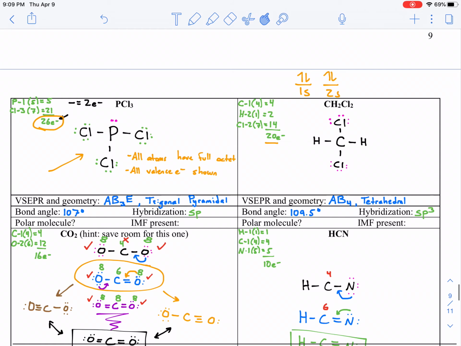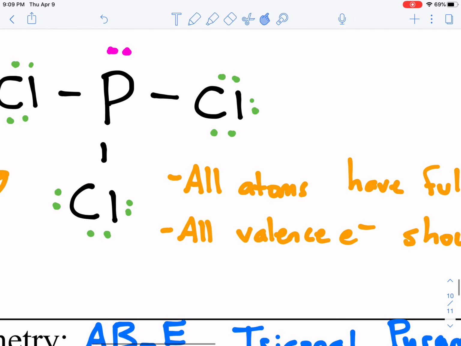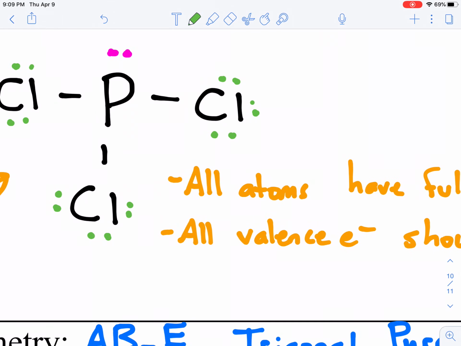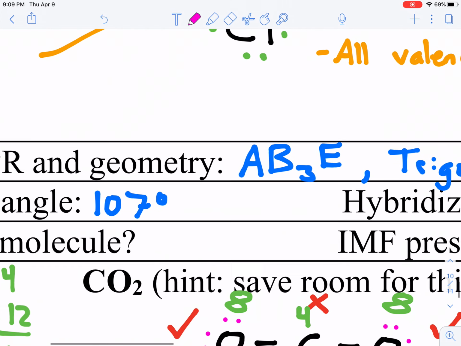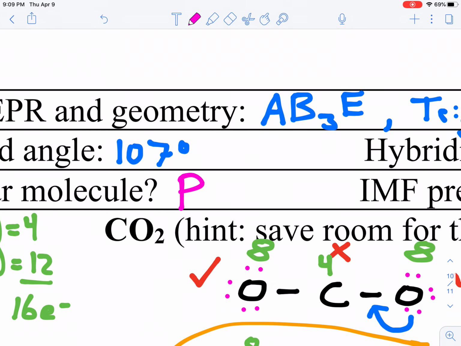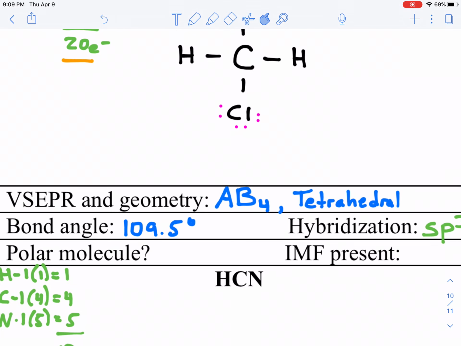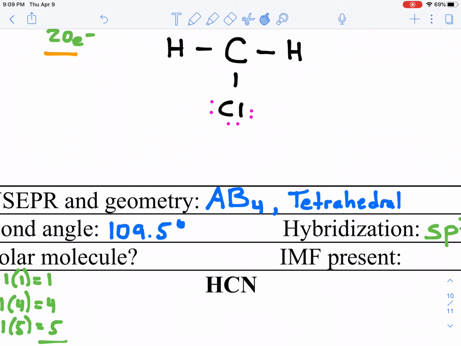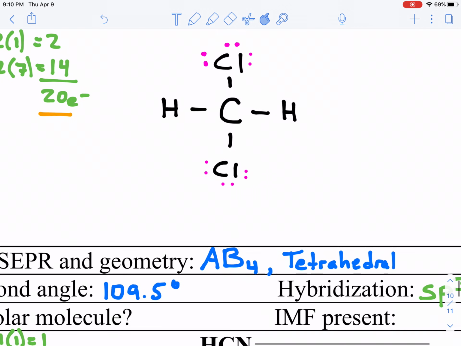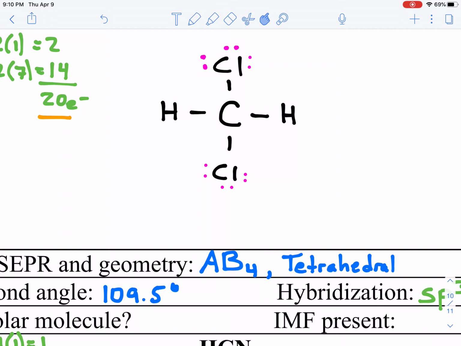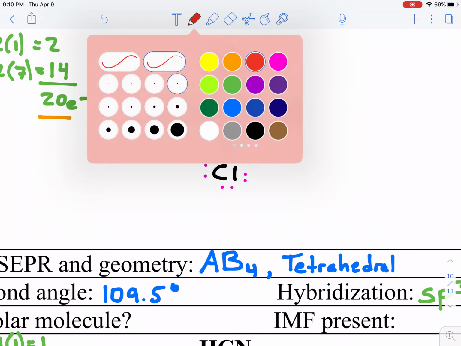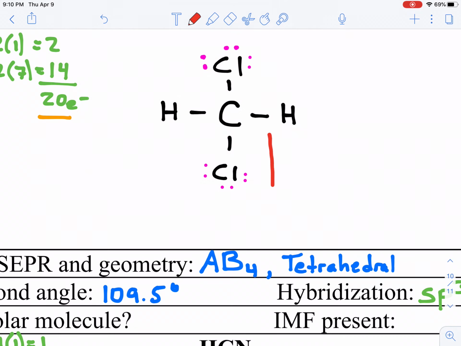Well, right off the bat, we have a lone pair on the central atom. If there's a lone pair on the central atom, automatically, no questions asked, this is a polar molecule. Done. Looking over at CH2Cl2. No lone pairs on the central atom. I know you don't have electronegativity in front of you, but I can tell you that the CH bond is not polar, but the CCl bond is polar.